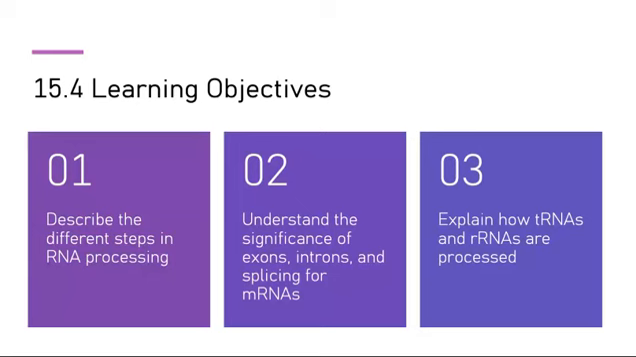So our learning objectives here are to describe the different steps in RNA processing, understand the significance of exons, introns, and splicing for mRNAs, and explain how tRNAs and rRNAs are processed. So we just went through the process of transcription, and we have these eukaryotic pre-mRNAs that have to go through some processing steps before they can be translated. We'll also have those tRNA and rRNAs undergo processing so that they can help us with our very last step of translation, essentially protein synthesis.